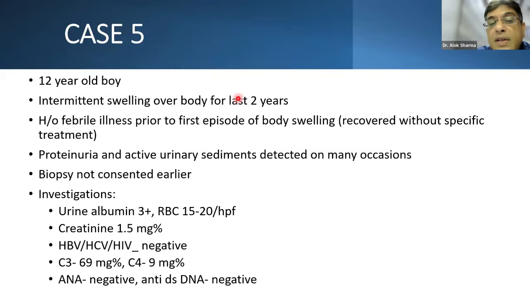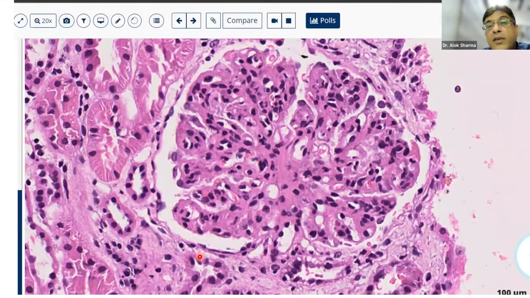The biopsy was not consented earlier and almost same picture as previous. And now you see this is a snapshot from the scanned slide only. So the difference between these two cases with almost similar clinical presentation is the capillaries in this particular case are significantly more thickened. You have a prominent lobulation, accentuation of the lobulation of the GBM. And these capillaries are actually duplicated, thickened and duplicated. And this is the typical membranoproliferative pattern of injury.